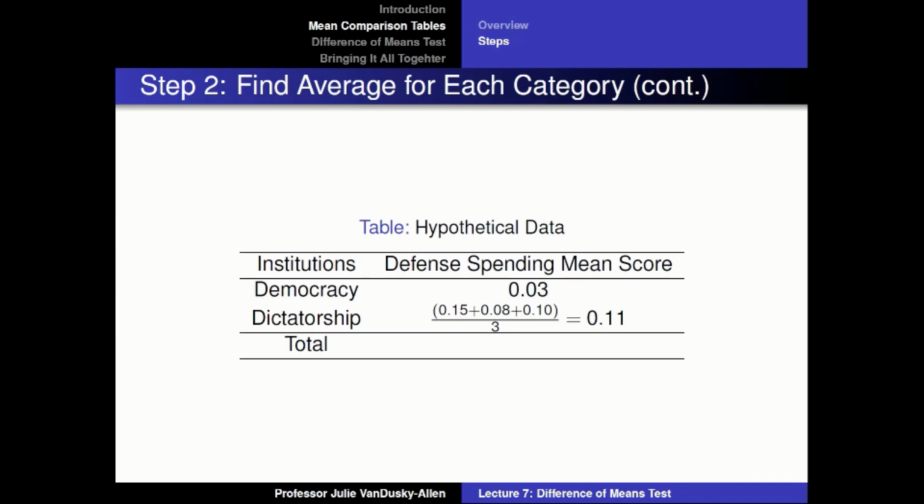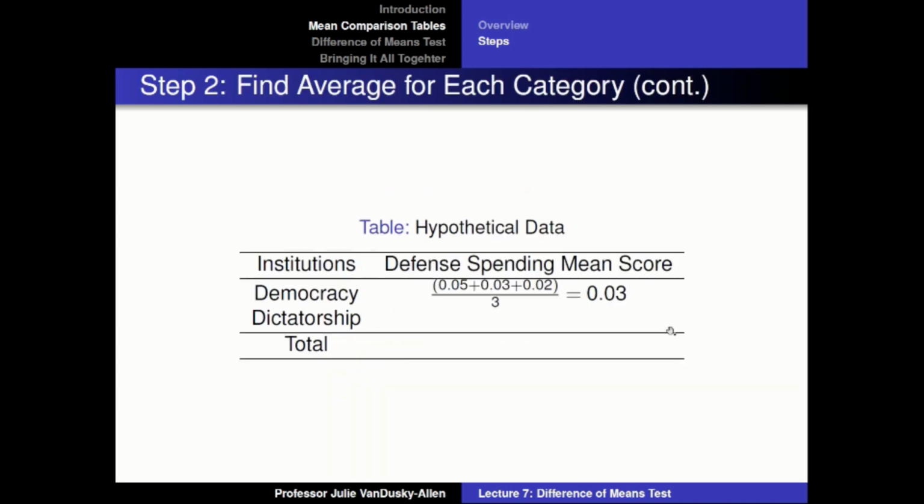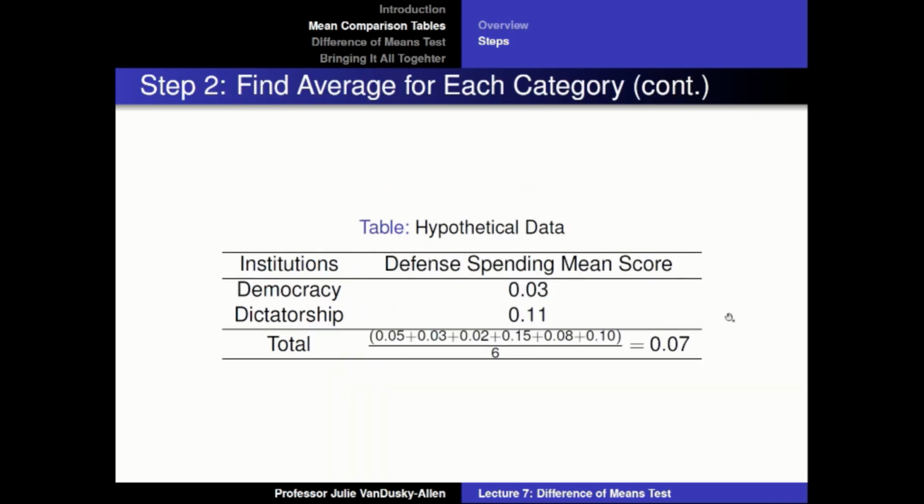In the total row, you will find the overall average of the dependent variable for all observations. The calculation is 0.05 plus 0.03 plus 0.02 plus 0.15 plus 0.08 plus 0.10, and that value divided by 6 because you have 6 observations: 1, 2, 3, 4, 5, 6. The average for all observations was 0.07.